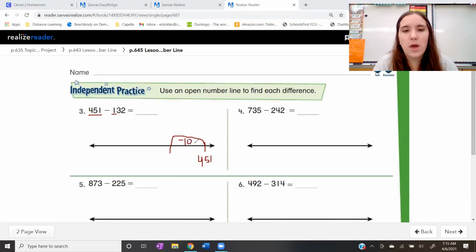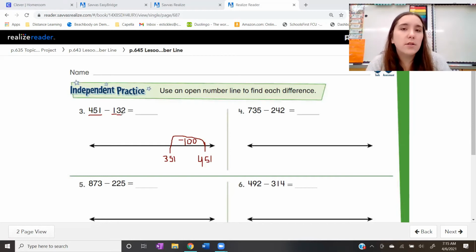Now in 132, I have 100, so I'm going to do one big jump of minus 100. I had 400s, but I'm taking away 100, so 4 minus 1 is 3. So now I only have 351 after I took away that 100. In the tens, I have 3 tens. Now, I can do 3 jumps of 10, or I can do 1 jump of 30. Either way is fine. This time, I'm going to do one big jump.